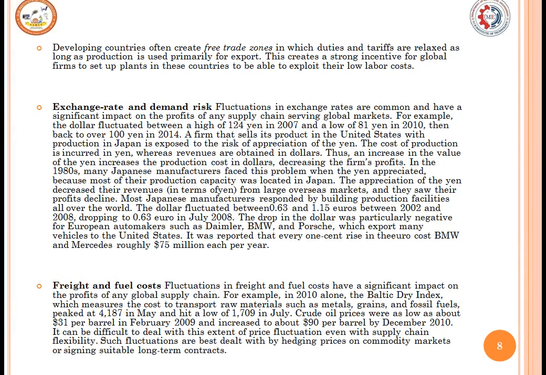Freight and fuel costs: fluctuations in freight and fuel costs have a significant effect on the profit of any global supply chain. In 2010 alone, the Baltic Dry Index, which measures the cost of transporting raw materials such as metals, grains and fossil fuels, peaked in the month of May and hit a low in July. Crude oil price was as low as $31 per barrel in February 2009, but increased to $90 per barrel in December 2010. It is difficult to deal with this extent of price fluctuation, even with supply chain flexibility. Such fluctuations are best dealt with by hedging prices on commodity markets, or signing suitable long-term contracts.